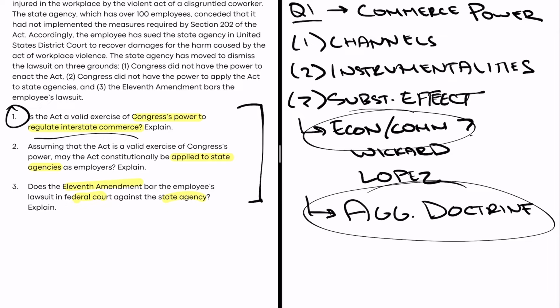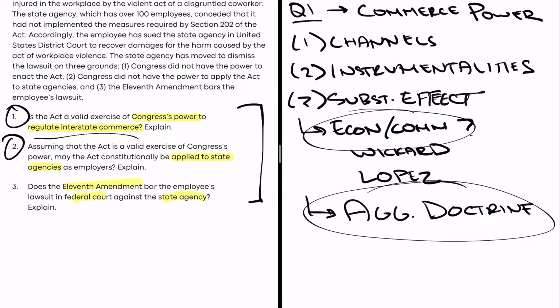On the other hand, if it's non-commercial, non-economic, we can't apply the aggregation doctrine. We can only uphold that law if Congress can show a direct, substantial economic effect on interstate commerce in isolation, which it's usually not going to be able to do. So it'll probably be an invalid exercise of power, or unconstitutional, right, under Article 1, Section 8. But that is question number one. That's kind of what we're going to look out for as we read the fact pattern there.